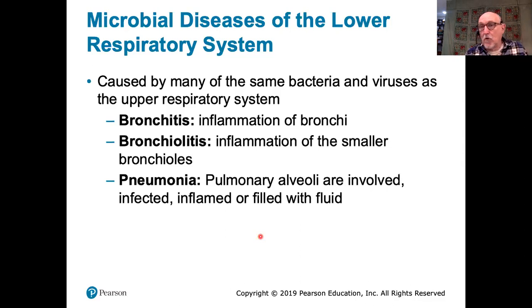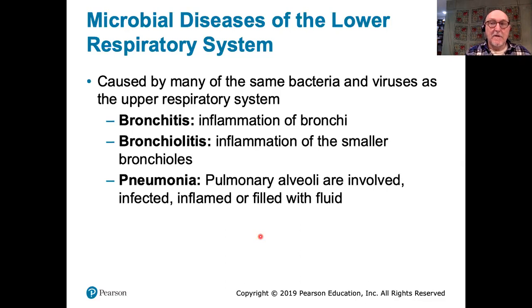This can be caused by many of the same causative agents that you have in the upper respiratory tract. But the lower respiratory tract is kept largely bacteria-free under normal circumstances. And if bacteria move down into the lower respiratory tract, it can be a very serious situation, as we'll hear. There are things which we are used to hearing about. Bronchitis is inflammation of the bronchi, but bronchitis can arise from any source. It can be viral, or it can be bacterial as well.